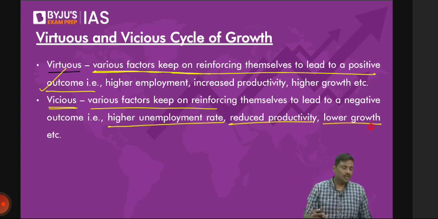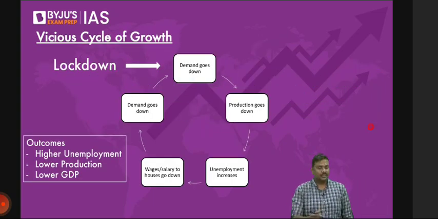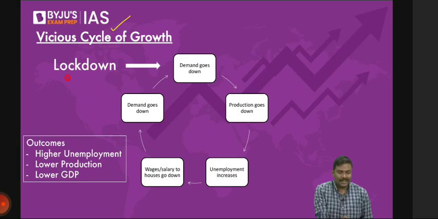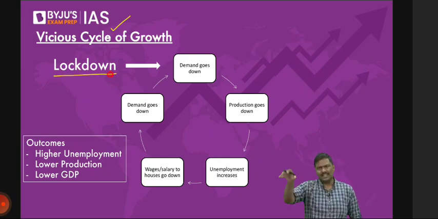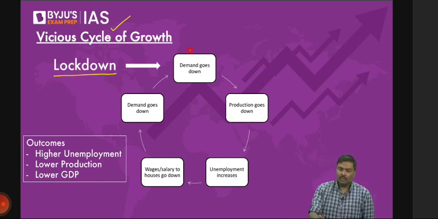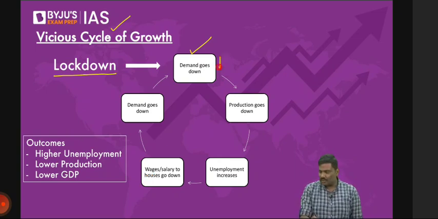Have a look at this. The vicious cycle of growth. What happens in a vicious cycle of growth? I'll take an example. Imagine government has imposed a lockdown. Now, when government imposes a lockdown, what will happen to the demand for goods and services? The demand for goods and services will go down. And when the demand goes down, production also goes down.